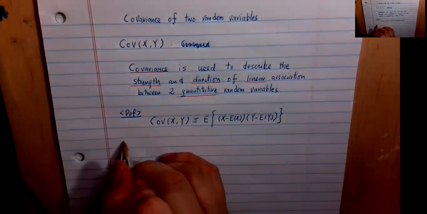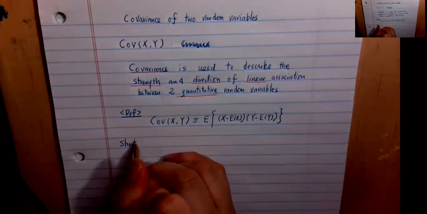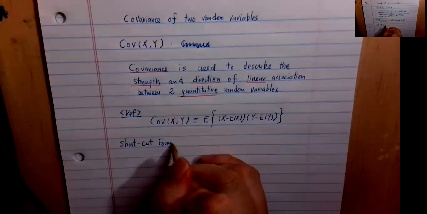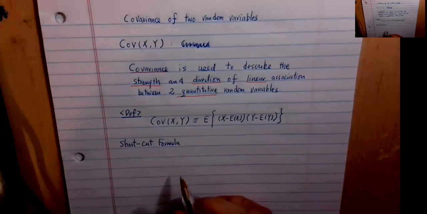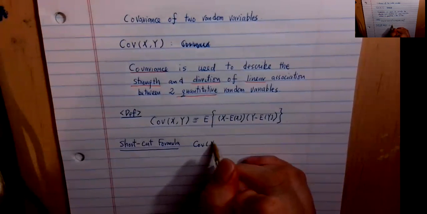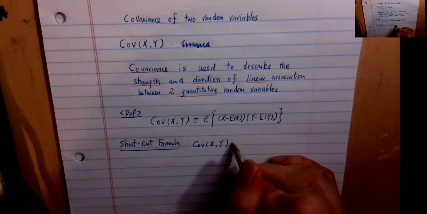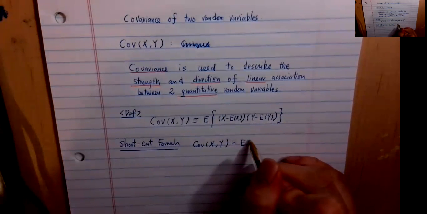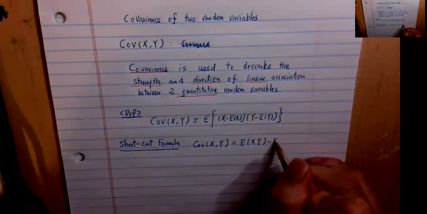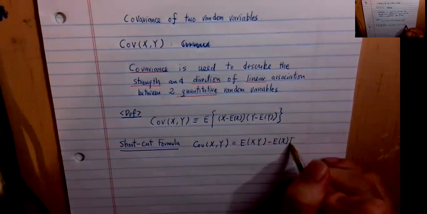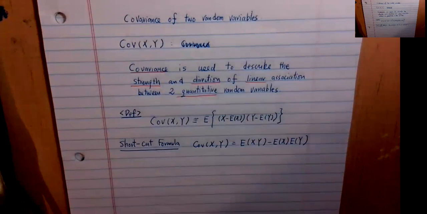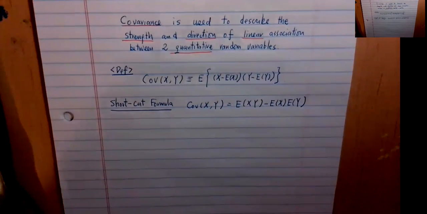And the shortcut formula. The shortcut formula for covariance XY is E of XY, subtract by EX times EY. Okay, let's give a very simple proof, okay, to show why they are equal.